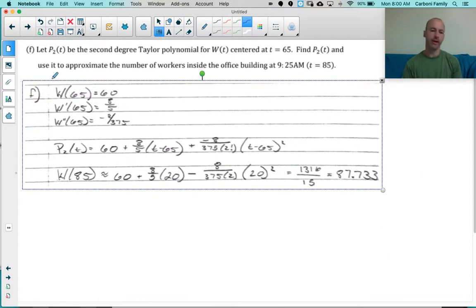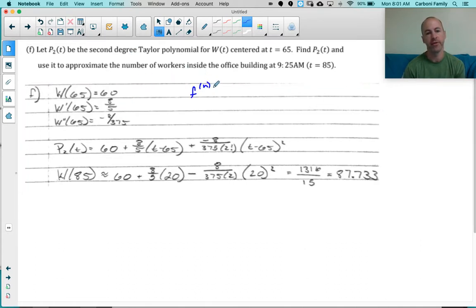Okay. Then at the end of number 1, part F, we're finding a Taylor polynomial. And to do that, we're going to use our generic formula, the nth derivative at your center, which in this case is 65, over n factorial times x minus 65 to the n power. And so I started out by finding, if I want the 2nd degree Taylor polynomial, I need to work down to the 2nd derivative. And fortunately, we had those values from part A.